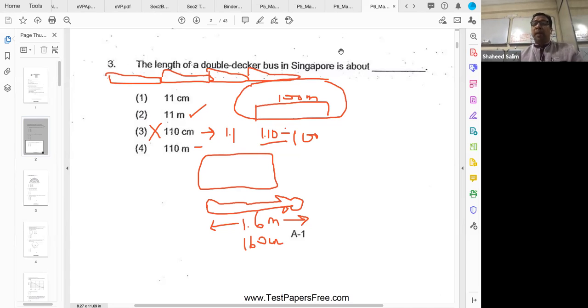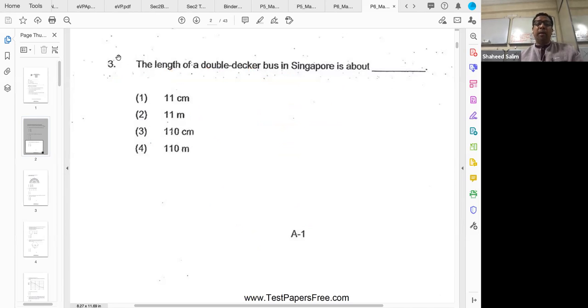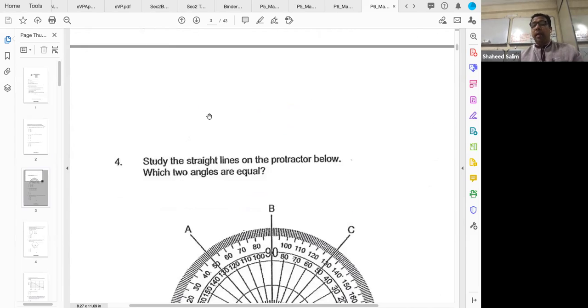So you must be able to agak-agak. Must be able to agak-agak. Agak-agak means estimate.